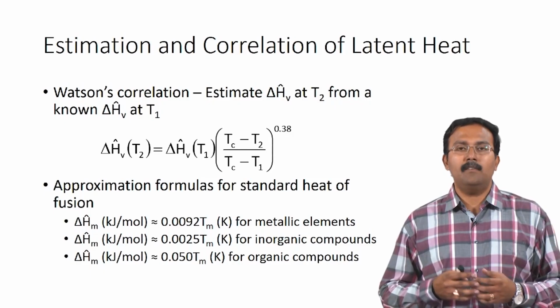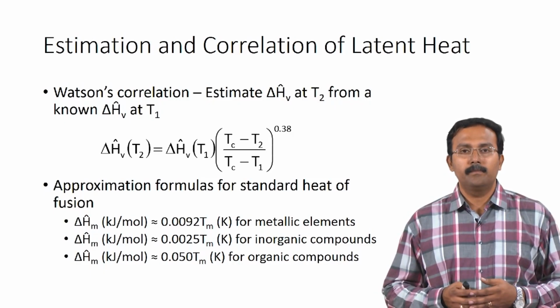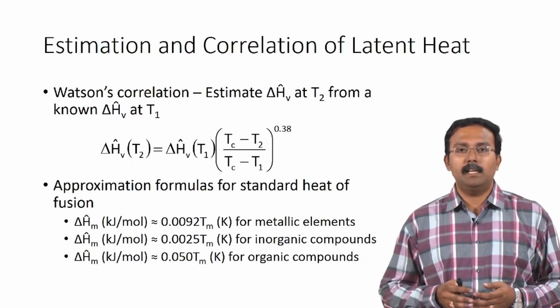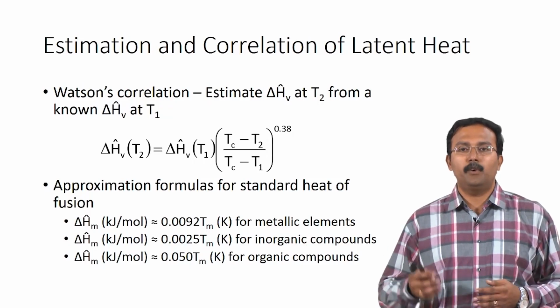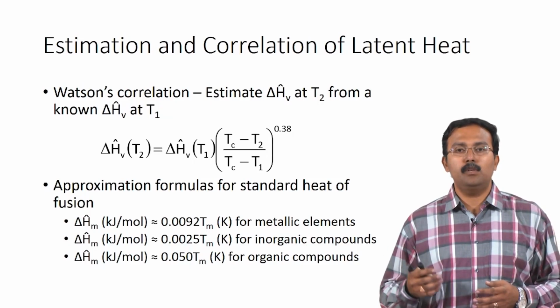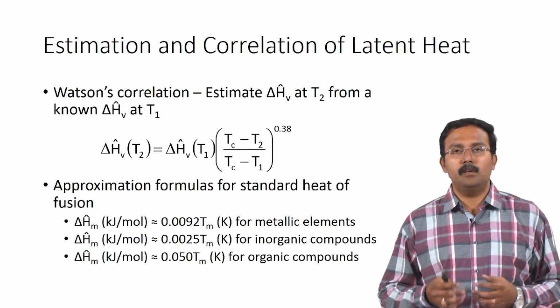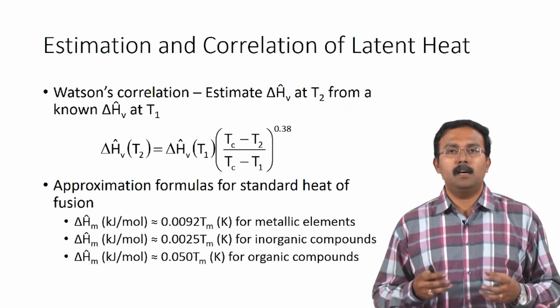So you can also have approximate formulas for estimating standard heat of fusion. So you have standard heat of fusion for metallic elements as 0.0092 times melting point, and for inorganic compounds as 0.0025 times melting point, and for organic compounds as 0.050 times melting point. So all the melting points used would be in terms of Kelvin.